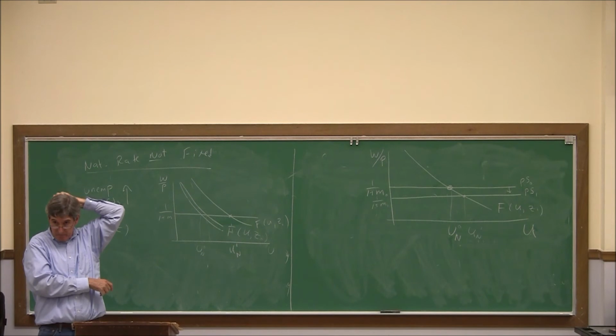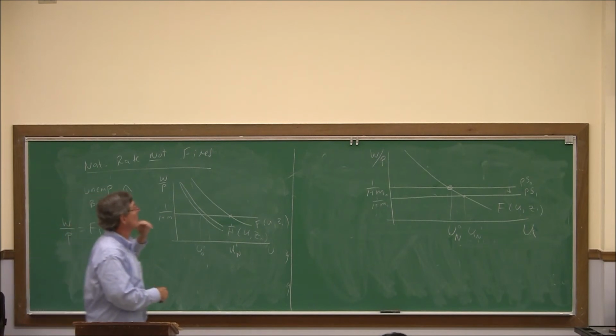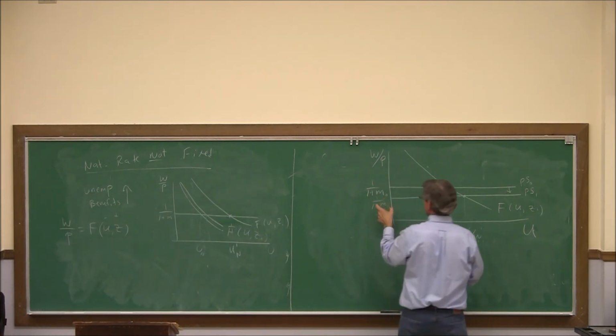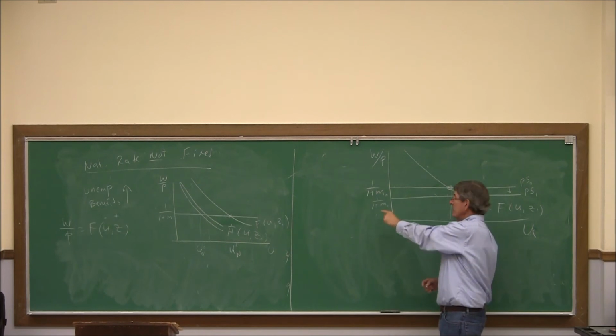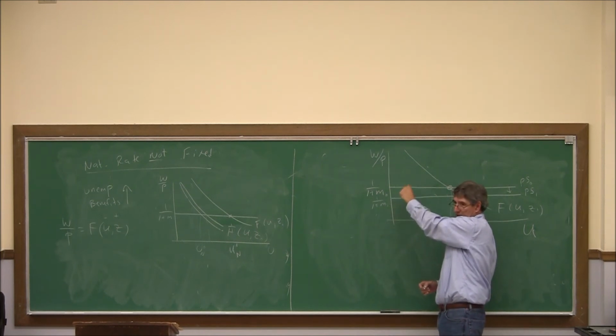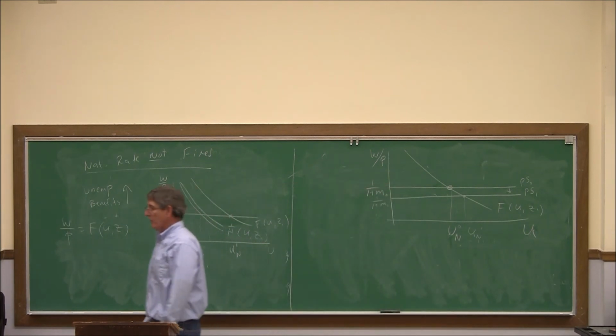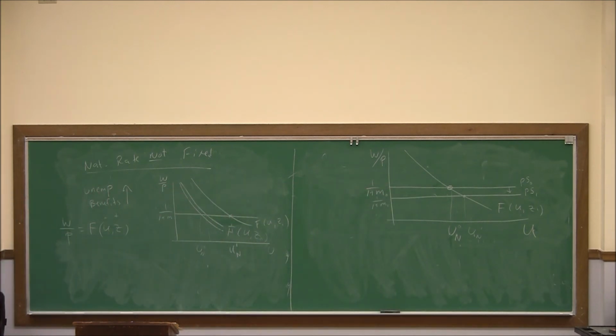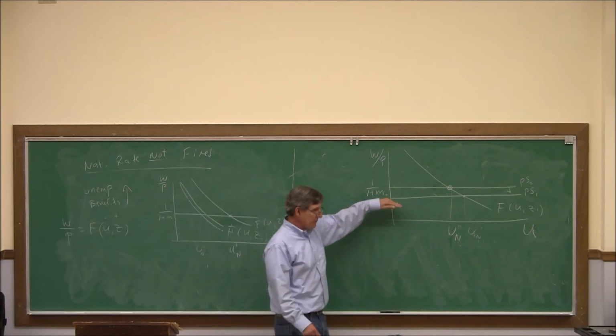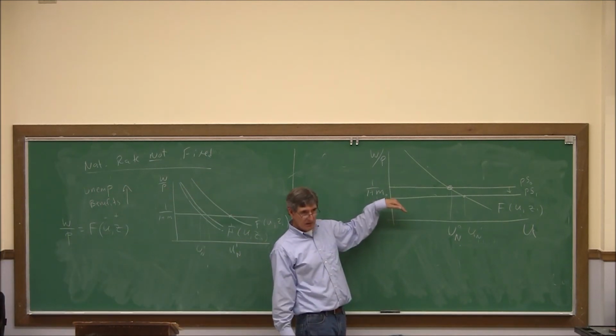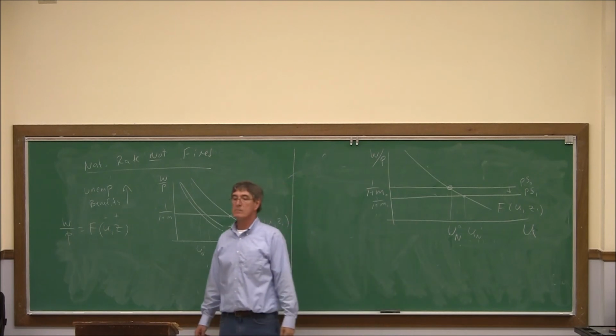Can you explain the real wage drop on the price-setting curve? Because 1 plus M went up. This is a bigger number, so 1 over a bigger number is a smaller number. More intuitively, it's because firms have more market power. Again, this is the real wage. You end up with a lower real wage than you had before.